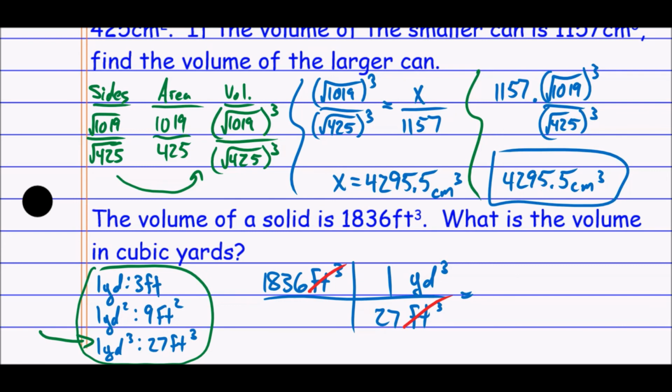And so once again, this is a job for my calculator, the 1836 divided by that 27. So I get 68 cubic yards, okay? But I essentially just took the scale factor, the ratio, the conversion between yards and feet, and I changed the relationship to volume, okay? I went from that linear relationship to that cubic relationship, okay?